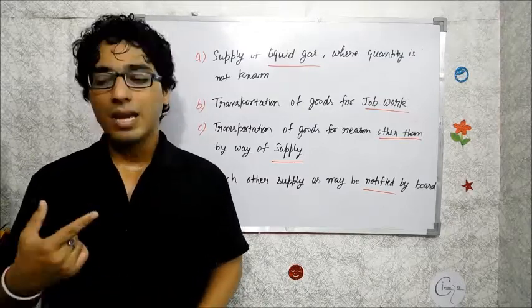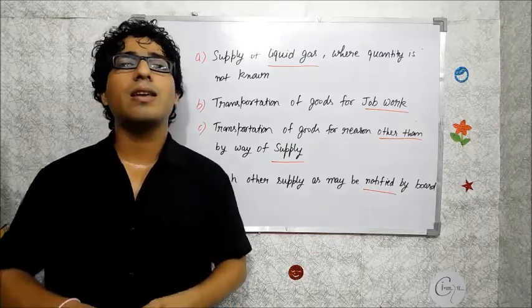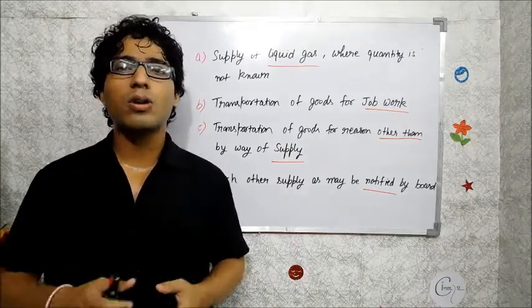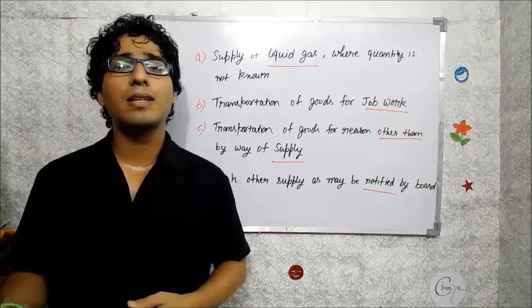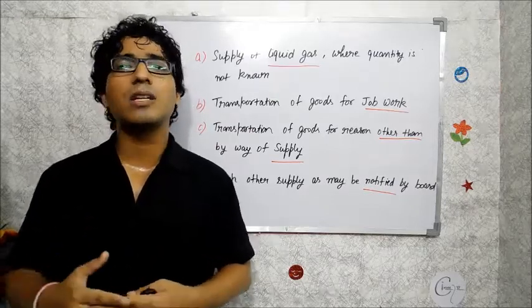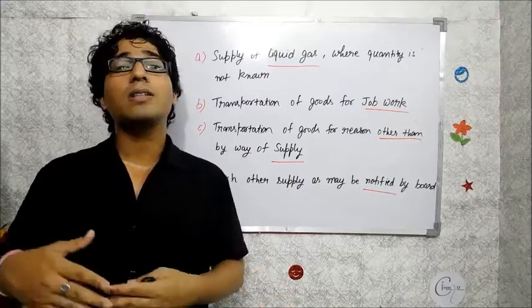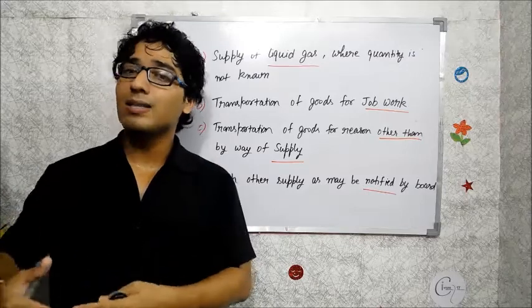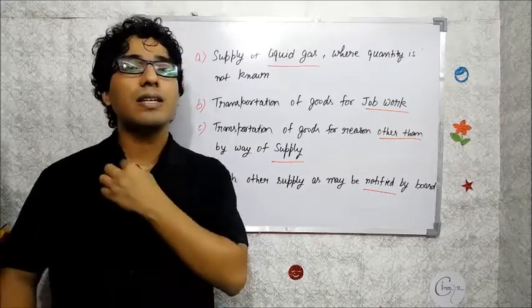Next situation can be when you are selling goods on approval basis, or sale on approval basis. When there is a sale on approval basis, at the time of delivering or transporting the goods, it is not even a supply, because you don't know whether it will be a supply or not, since that is in the hands of the recipient. Only if he accepts it can we treat it as a supply.